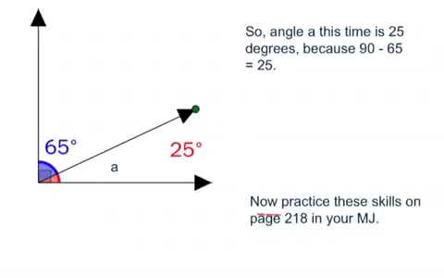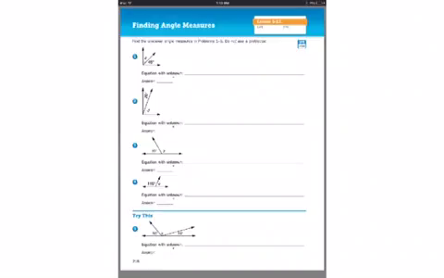Now you're going to get a chance to practice these skills on page 218 in your math journal. That's this page right here. Give it a go. Be detectives. Figure out what are those unknown angles. When you have that all done, come back and check your answers, and we will talk about all of this in the lesson when I see you.